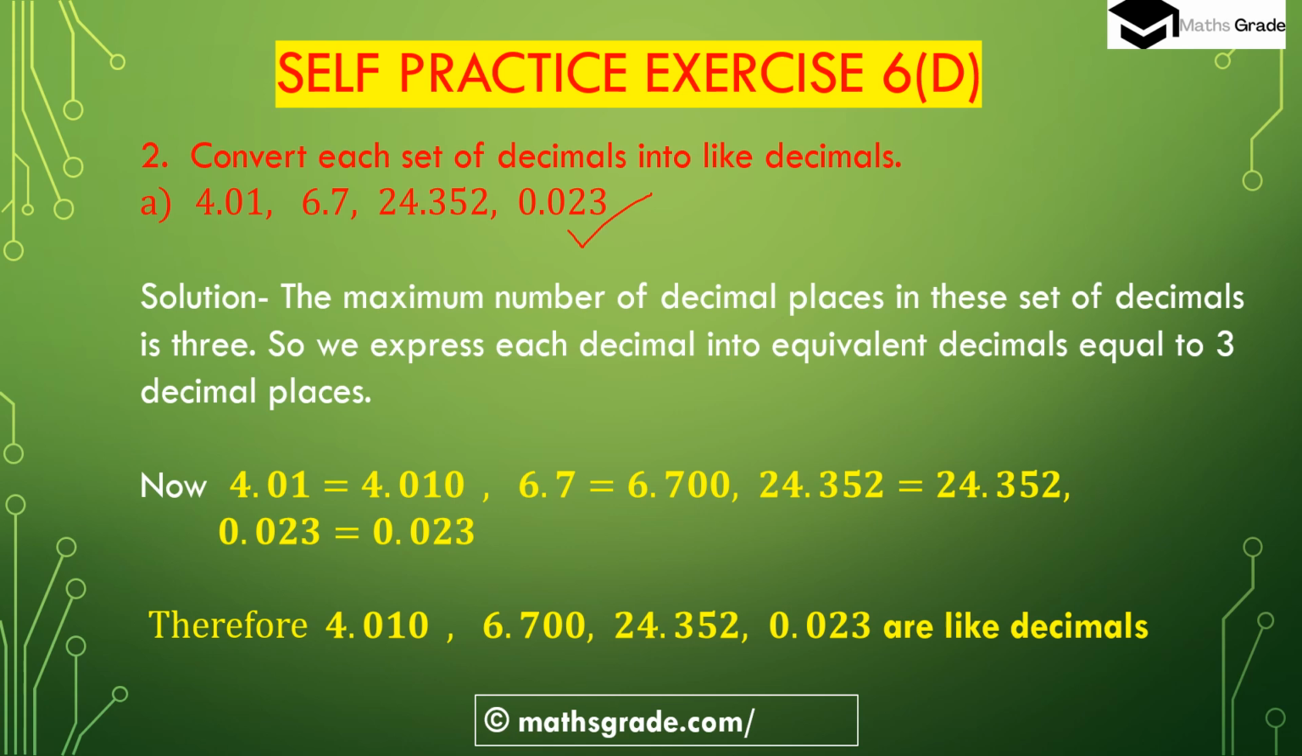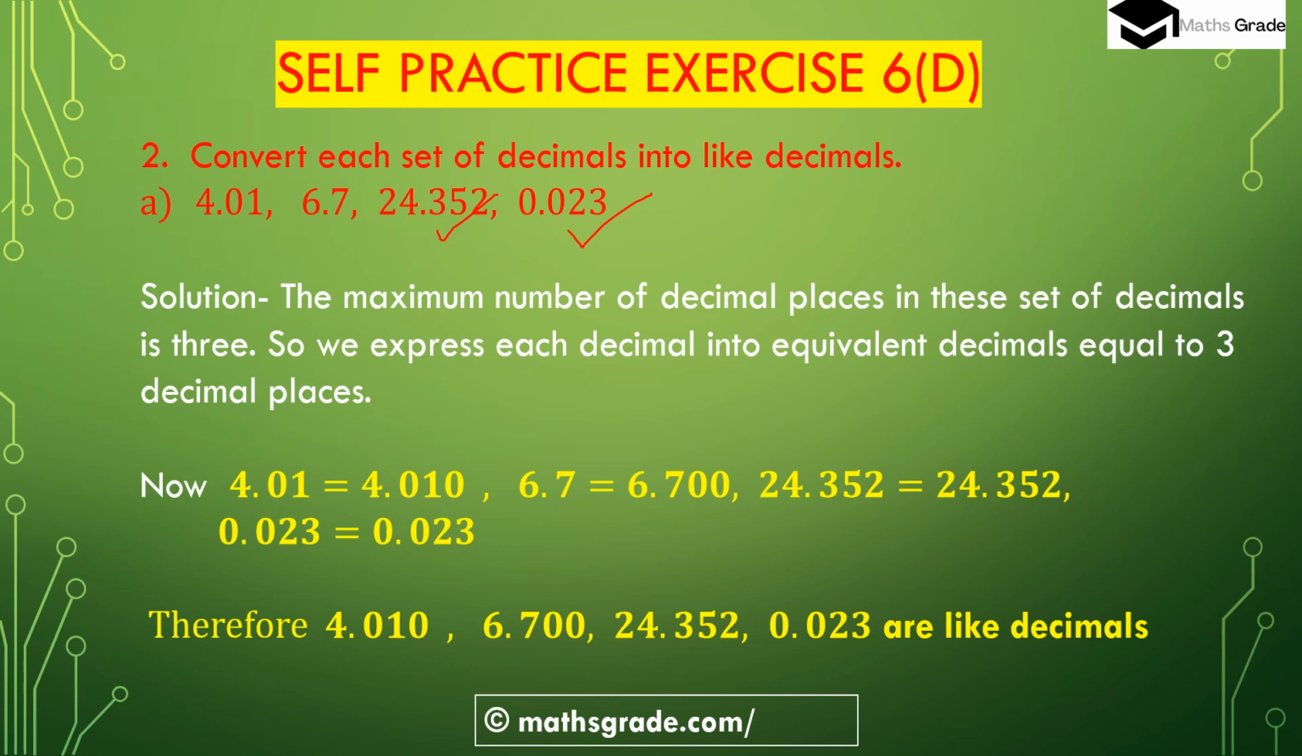Here the maximum number of decimal places in this set of decimals is 3. Here 24.352, after the decimal point the 3 digits are there. So the maximum number of decimal places in the given set of decimals is 3. So we have to express all the remaining decimals as equivalent decimals having 3 decimal places.